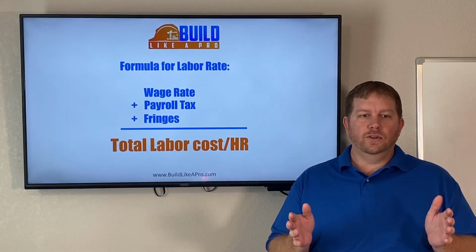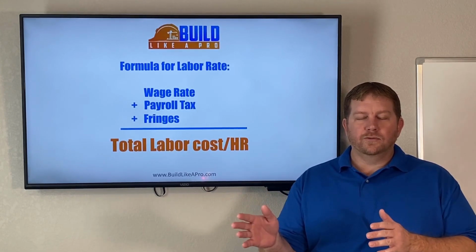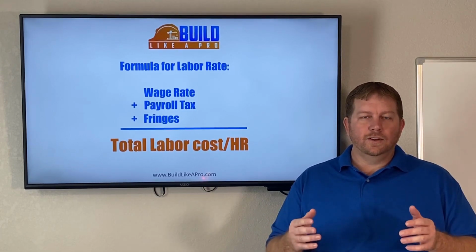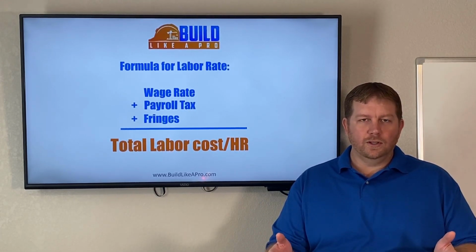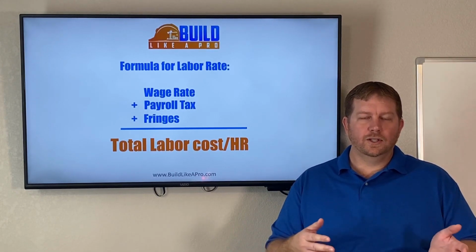Okay, so the formula for labor rate is wage rate plus payroll tax plus fringes. Now we all know what the wage rate is. We just talked about that. That's what actually gets paid to the field personnel that are working for you. That's their $15 or $20 an hour they're taking home on their check.